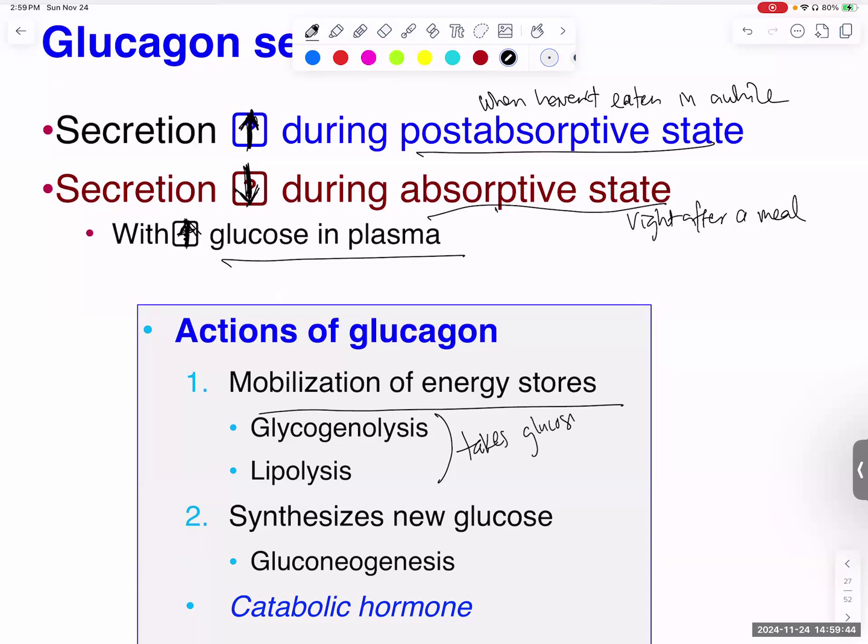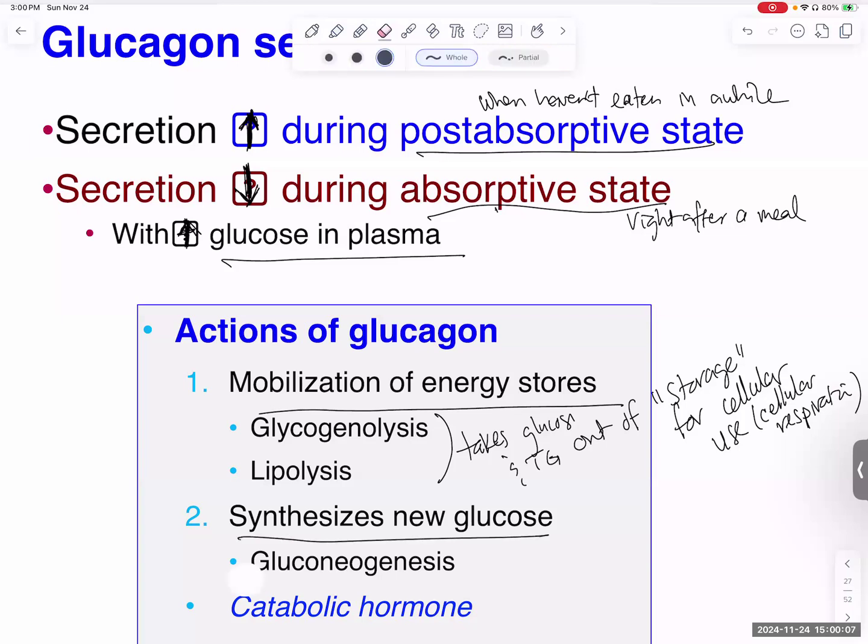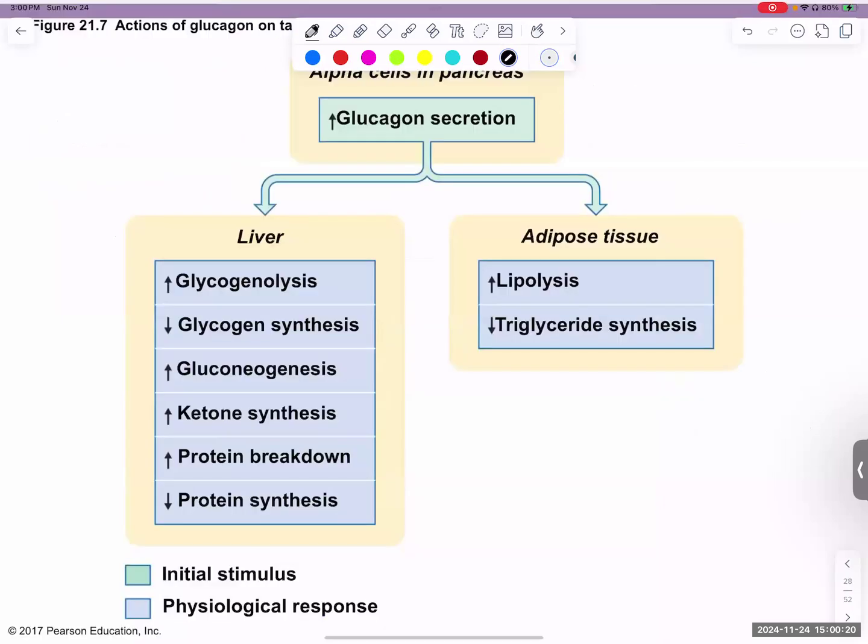Takes glucose and triglycerides out of, quote, storage for cellular use, right? So cellular respiration. Or if you don't have glucose available, it can synthesize new glucose via gluconeogenesis, and this occurs in the liver. And this is where you take amino acids and convert them into a kind of a version of glucose.